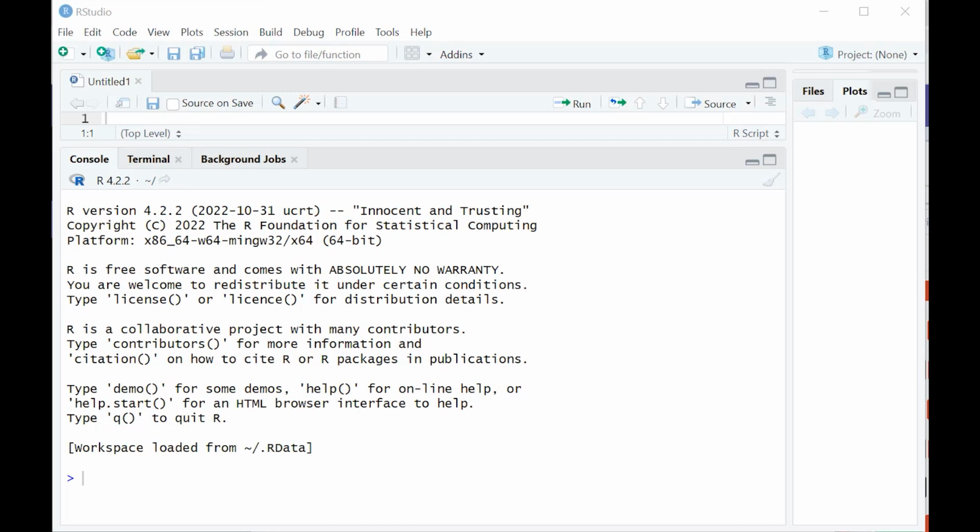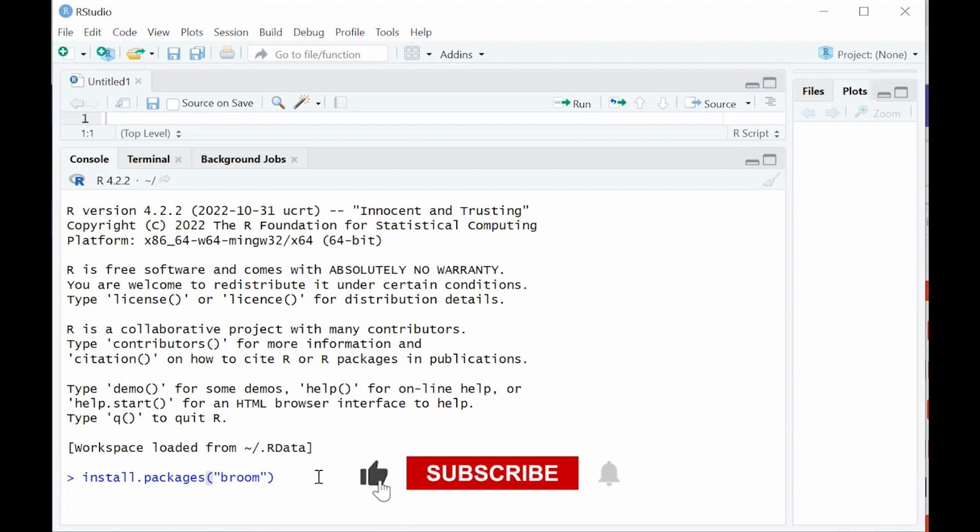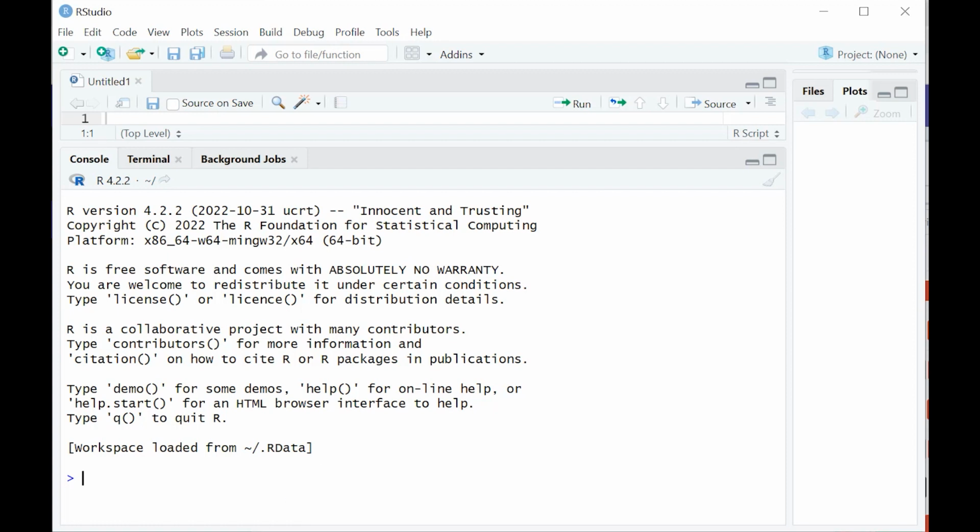Hey there! Today we're going to learn how to run a logistic regression with odds ratio reporting in R. And the first thing I want you to do, before we do that even, is to install the Broom package if you haven't already done so. It'll come in handy later. I already have it, so I'm not going to install it here.